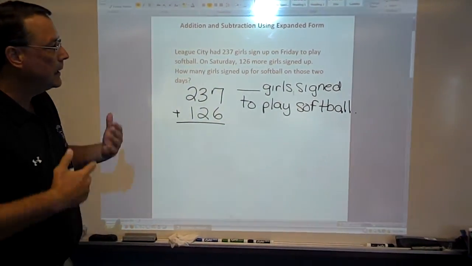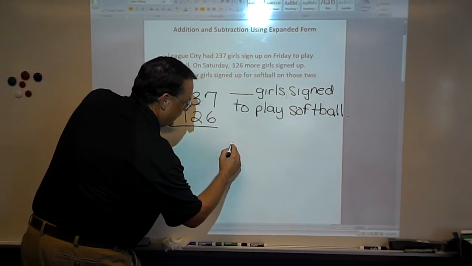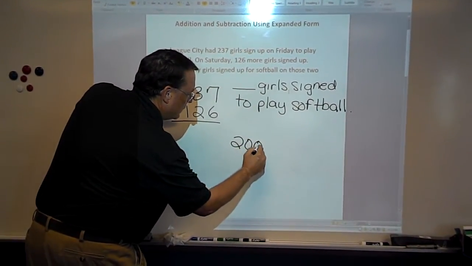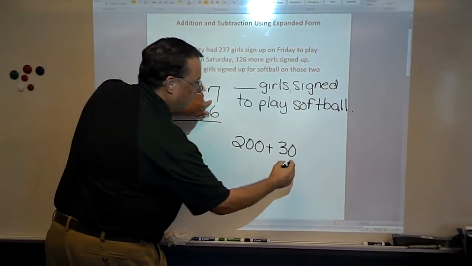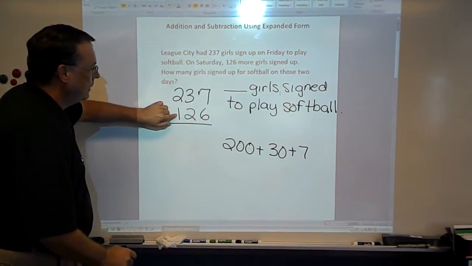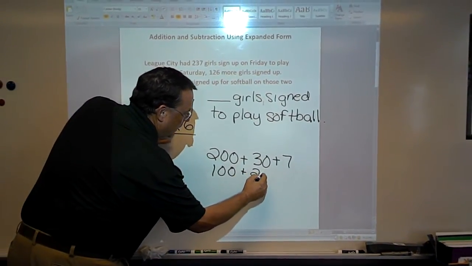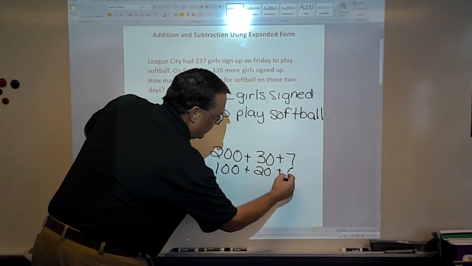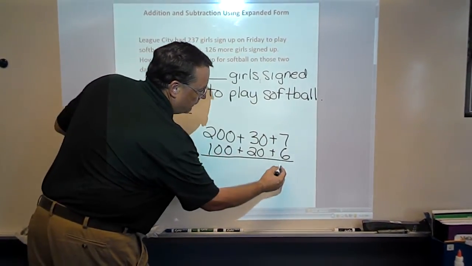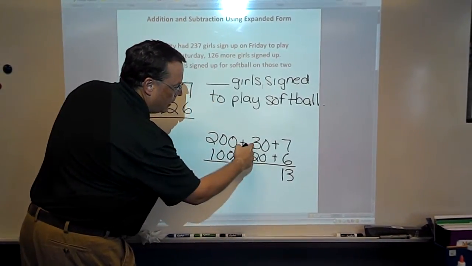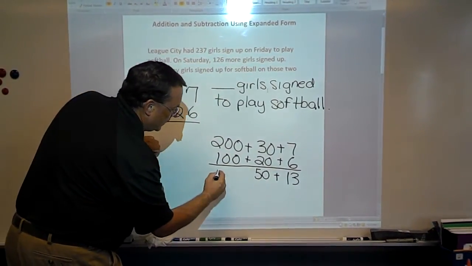Okay, so now let's use what we know about place value in expanded form. So I'm going to write that 2 is 200s. The 3 tens has a value of 30, and 7 ones has a value of 7. 100 has a value of 100. 2 tens have a value of 20. And 6 ones have a value of 6. Now, I can add up my ones. 7 plus 6 is 13. 30 plus 20 is 50. And 200 plus 100 is 300.